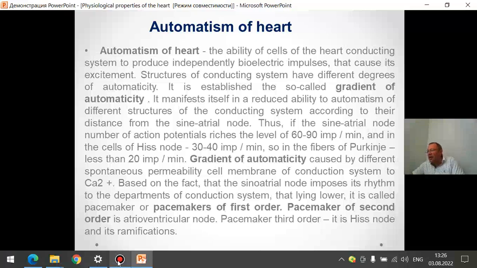Based on the fact that the sinoatrial node imposes its rhythm on the departments of the conduction system that lie lower, it is called the pacemaker, or pacemaker of the first order. The pacemaker of the second order is the atrioventricular node. The pacemaker of the third order is the His bundle, the His node, and its ramifications.